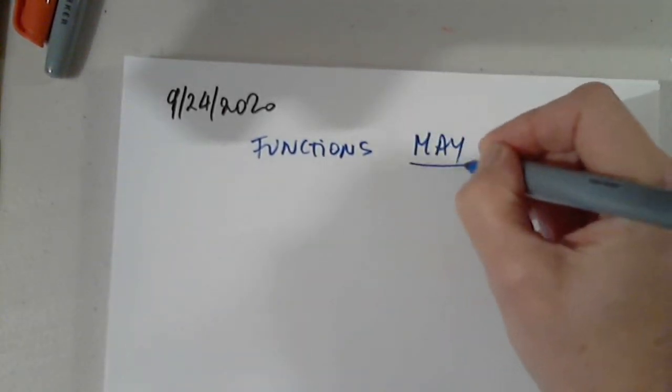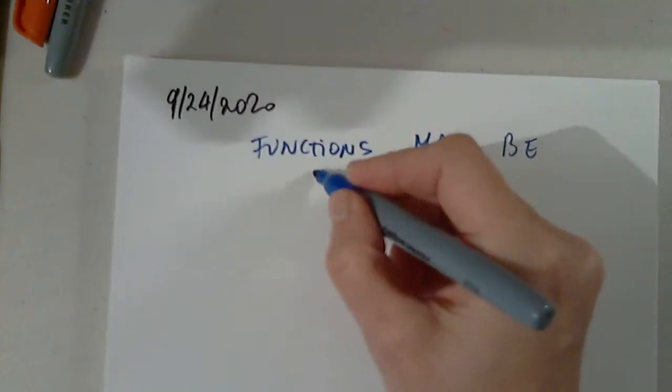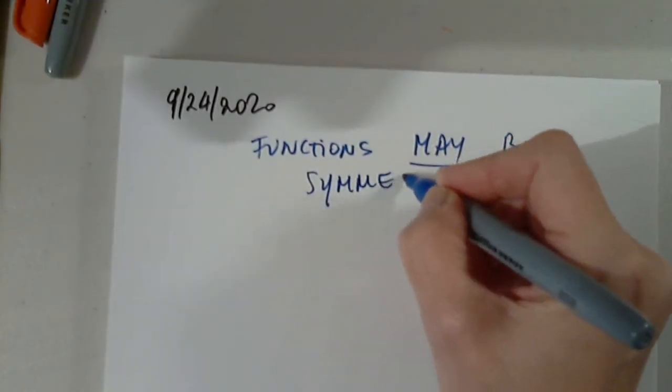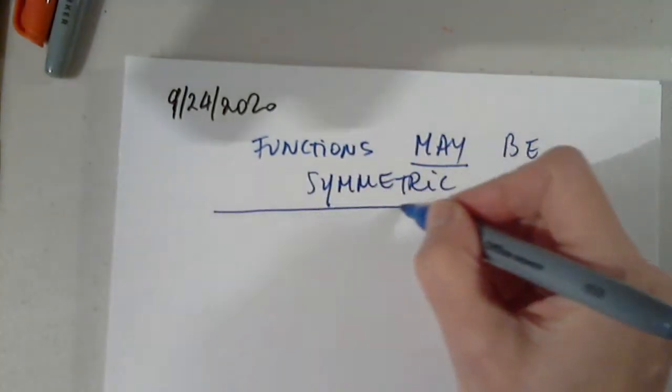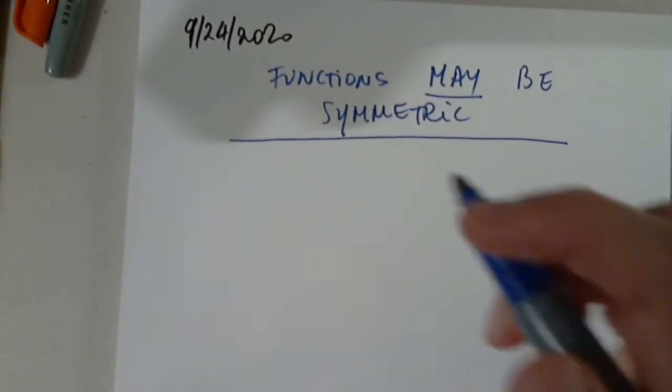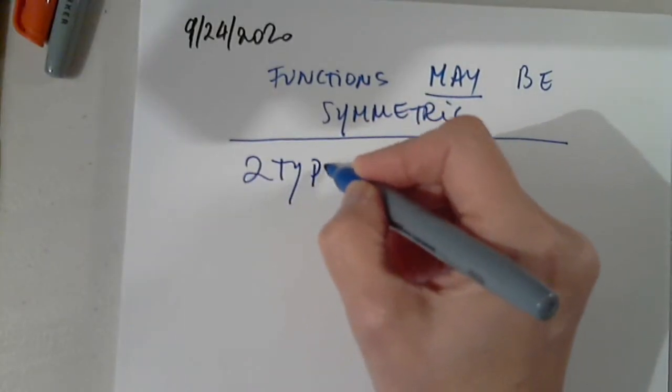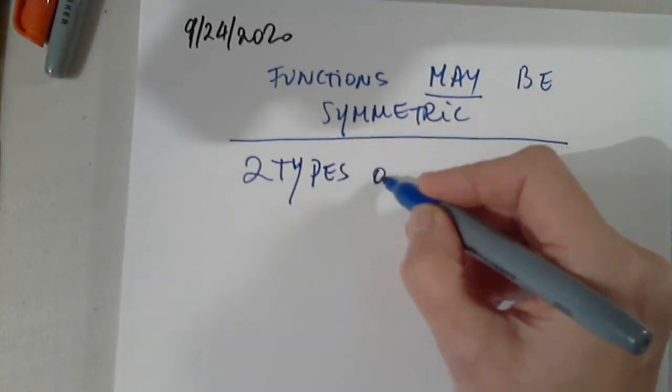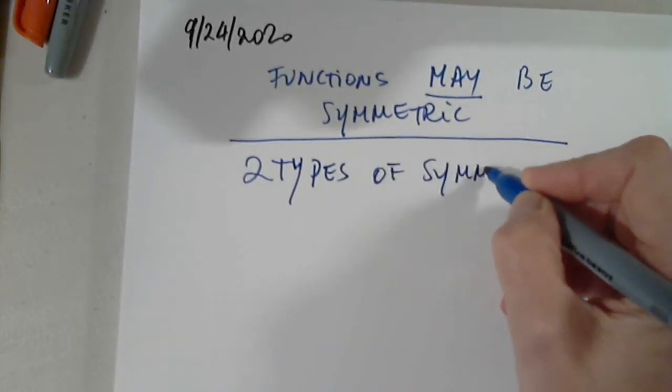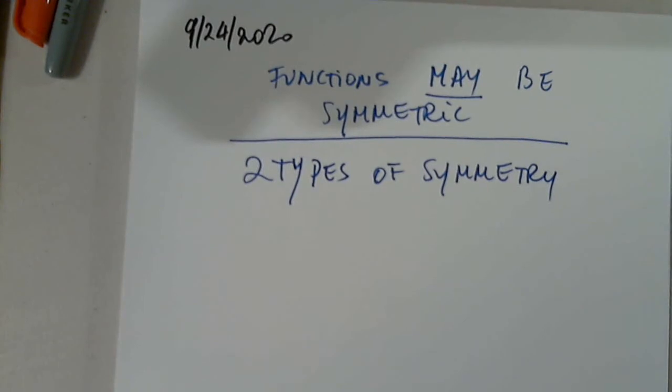They may not be symmetric; they may be symmetric. There are two types of symmetry. Let me just show you a couple of graphs, and then we'll analyze and discuss them. See the graph on page 250, problem 33.